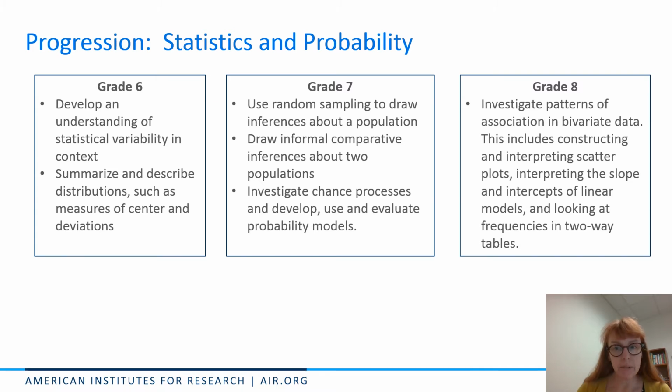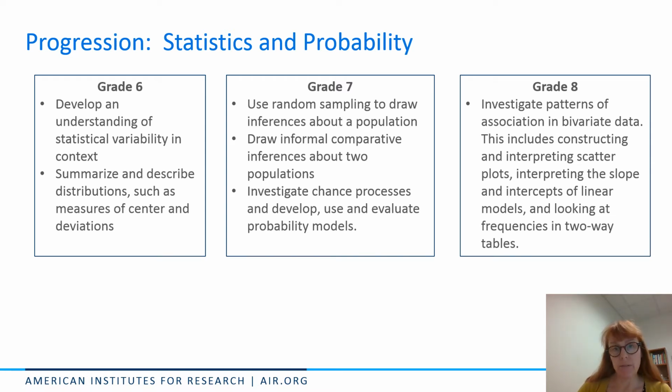So let's explore how these standards look in grades 6 through 8. In grade 6, students are developing an understanding of statistical variability in context. Variability includes things such as the study of range. They'll be able to summarize and describe distributions, such as measures of center and deviations. This will include things such as finding the median and the mean. Students will work with just a single data distribution at grade 6.